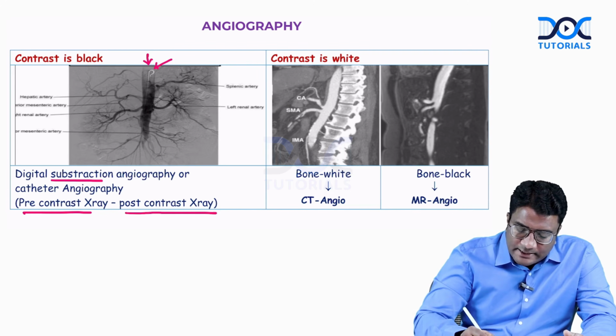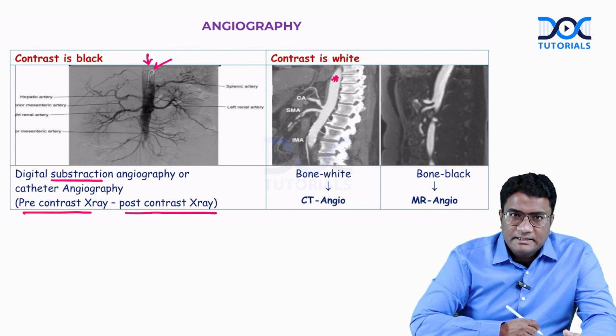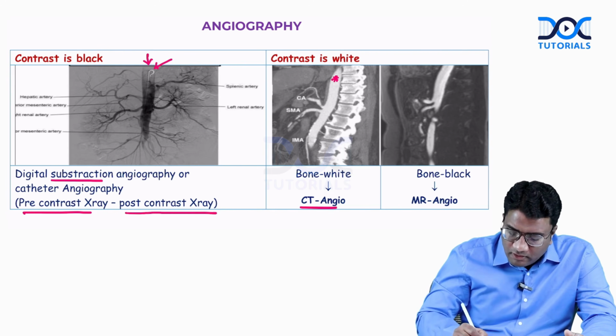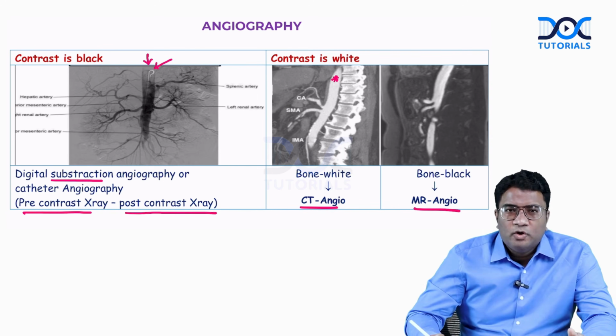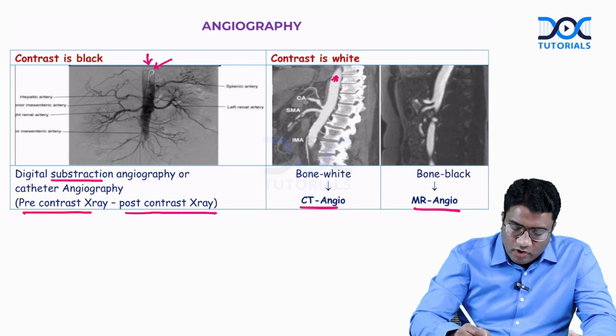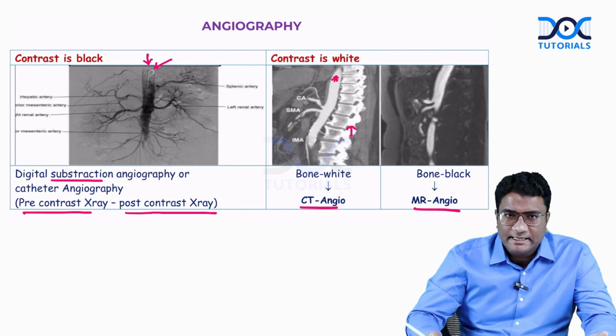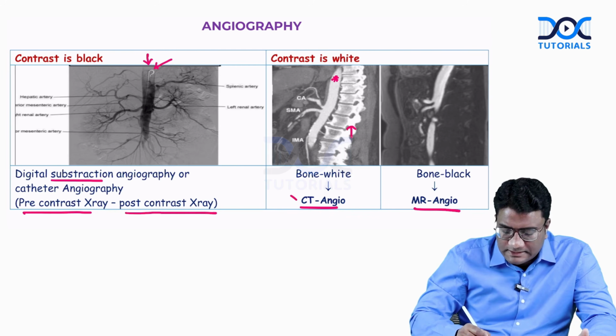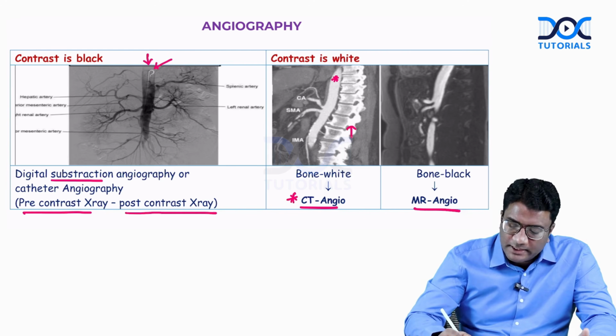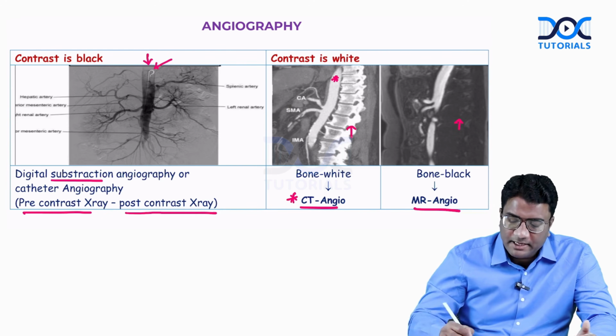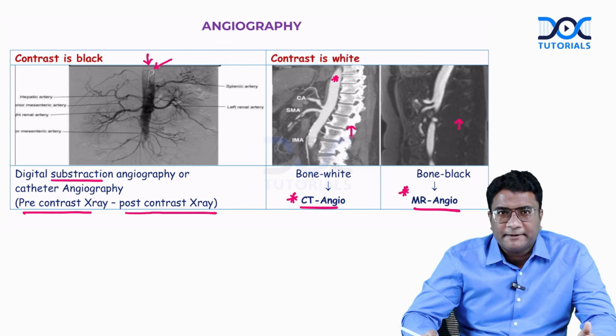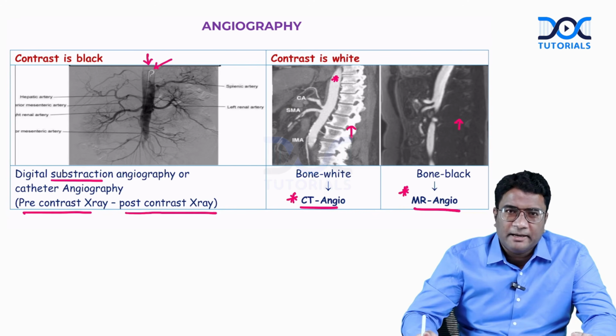But if the contrast inside the blood vessels is white, this can be either a CT angiography or a MR angiography. Look at the bones and decide that. If the cortical bone is white, that is CT angiography. We all know bone is white on CT. Whereas if the bone is dark, that is MR angiography, the bones are dark on MRI. So is it a CT angiography or MR angiography?